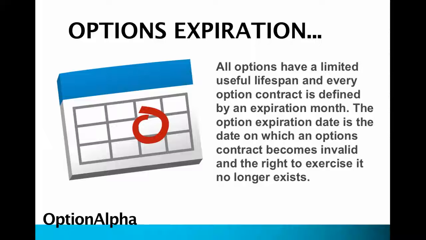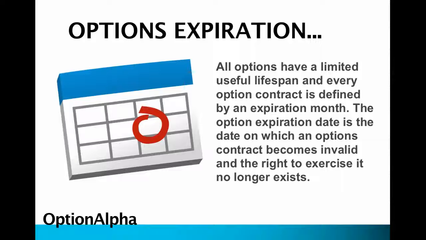So options expiration, we all know, or well now you know, that all options have a limited useful lifespan and every option contract is defined by an expiration month. So options are finite in that they have a limited life. They end, and just like the contract says, there's a beginning date and an ending date.